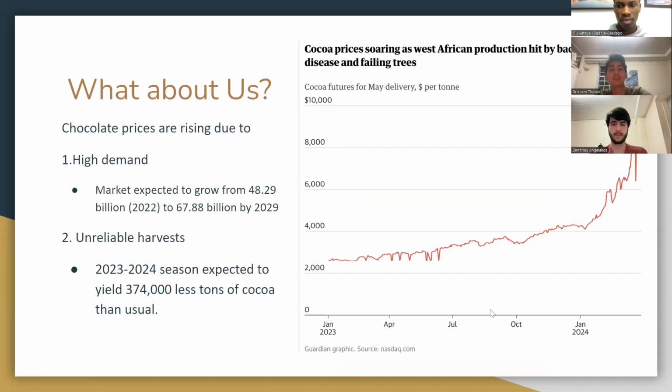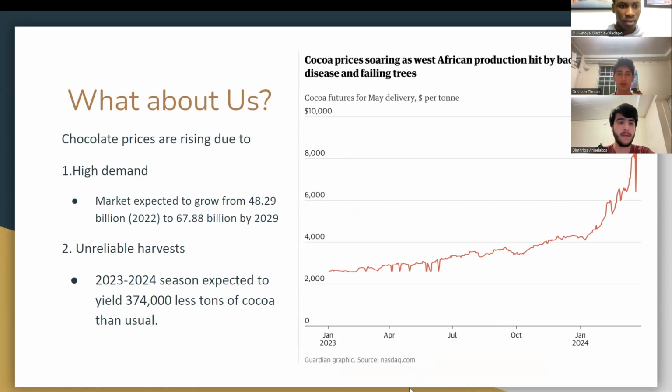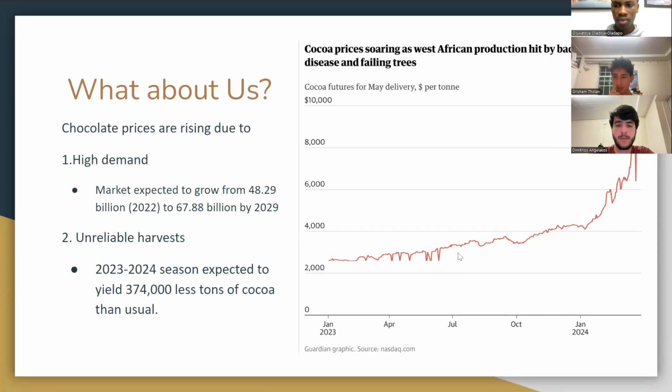It's a huge number. So what about us? Why are chocolate prices rising? They're rising due to high demand. Of course, the market is expected to grow from 48 billion to 68 billion by 2029. And unreliable harvest, of course, we already touched on that, but the 2023 season is expected to yield 374,000 fewer tons of cocoa than usual. Here on the graph on the right, you can see cocoa futures increasing by nearly 10,000 by where we are now. This is probably like March 2024. I can't really tell right here.